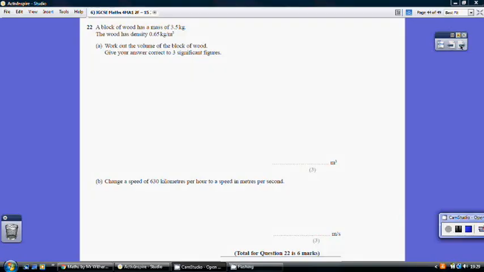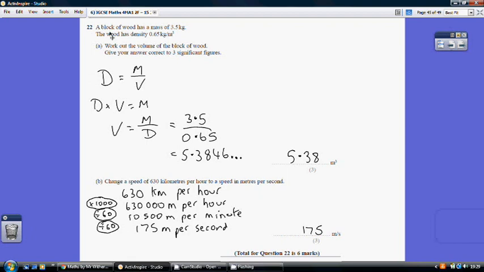Question 22. So let's first of all get a formula to use. We know that density equals mass over volume. If we multiply both sides by V, we get mass equaling D times V. Then if we divide by D, we get volume being mass divided by density. So our mass is 3.5 divided by our density of 0.65, which gives us 5.3846... To 3 significant figures, remember that just means 3 numbers in total, that's 5.38.